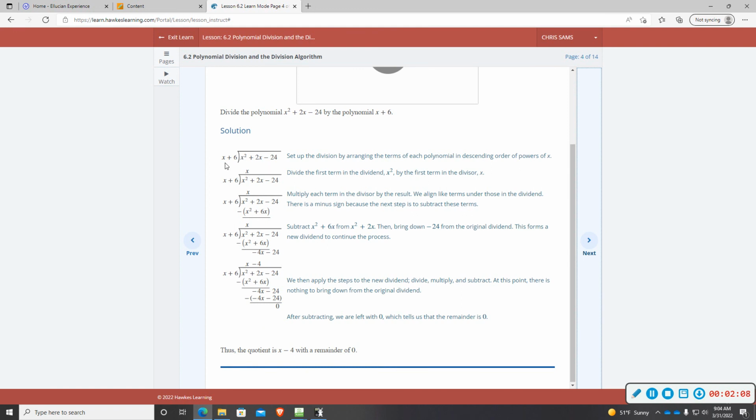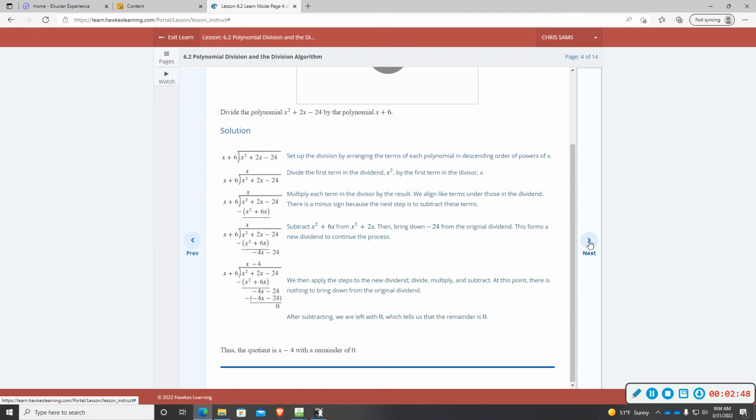Here's your polynomial. They're dividing by x plus 6, and they're explaining the process here. So you would try to figure out the first term here and the first term here. What do you have to multiply this first term by to get it to equal this first term? So x times x will give you x squared. So that's how you figure out that. And then you multiply both terms by x, and then you write that down here, and then you subtract. And so this is the process. And then if you don't have a remainder, this is your quotient, x minus 4. That's your answer. And then 0 over your divisor would just be 0.